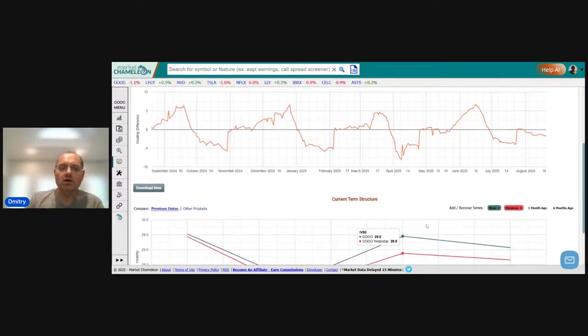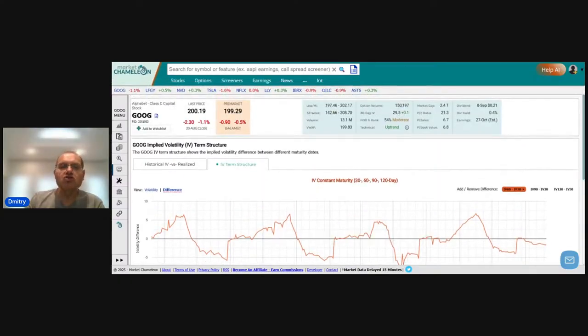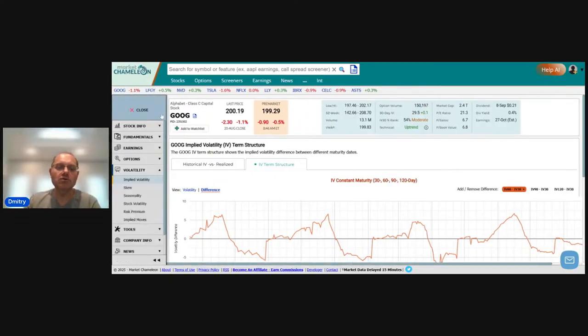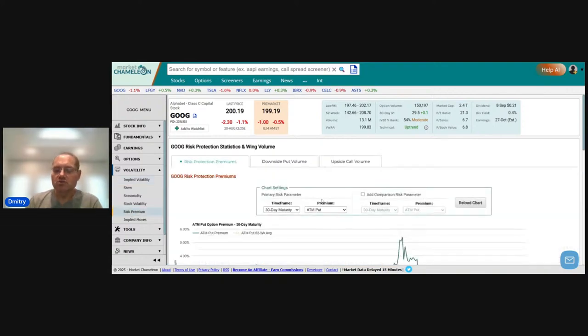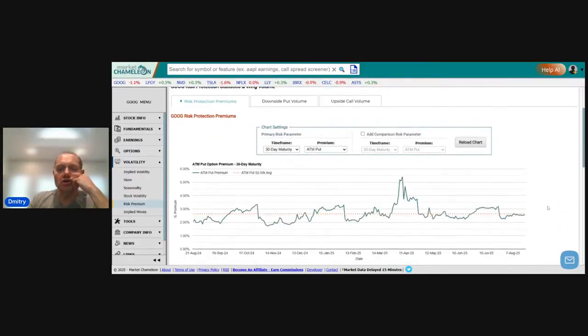One other quick way to do it, if we wanted to change up some of these and look at the differences by selecting maybe more of a custom selection, is to go over here, click on this menu, and click on risk premiums. When you click on the risk premiums, you come to this page where it defaults to a chart. The 30-day at the money over here, just like we were talking about.